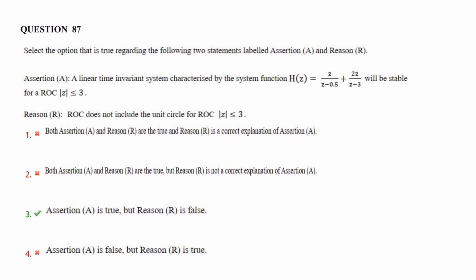Inside of the innermost pole, the ROC does not include the unit circle for |z| less than or equal to 3. It is wrong. For |z| less than or equal to 3, it includes the ROC, so it includes the unit circle, which means it is a stable system. So only assertion A is true, but the reason is false.